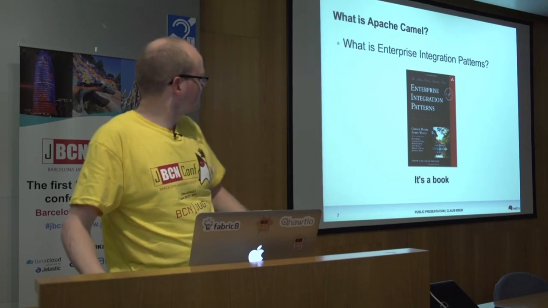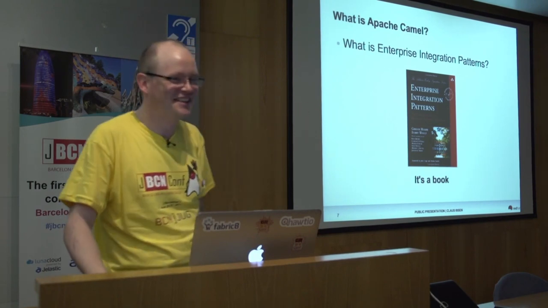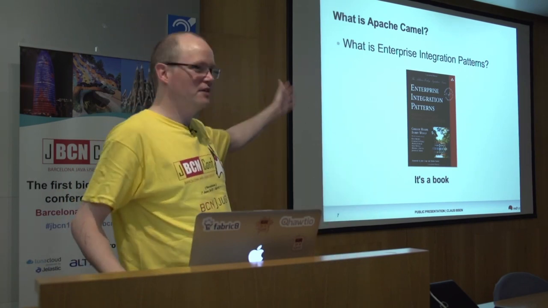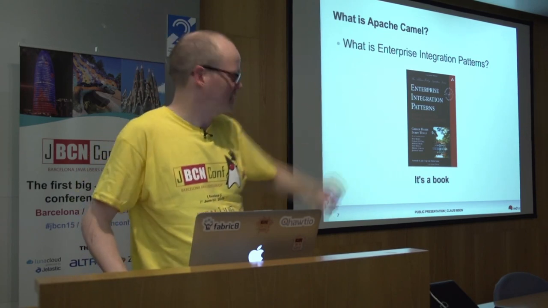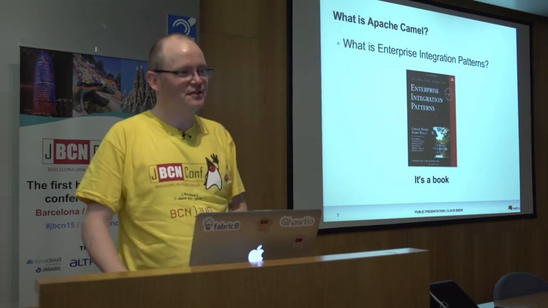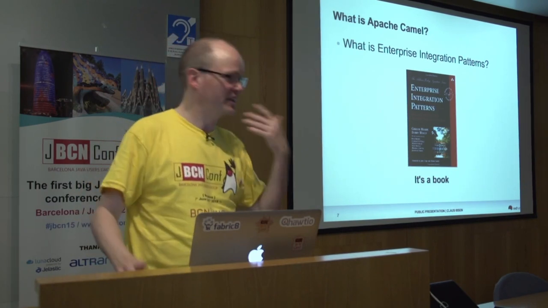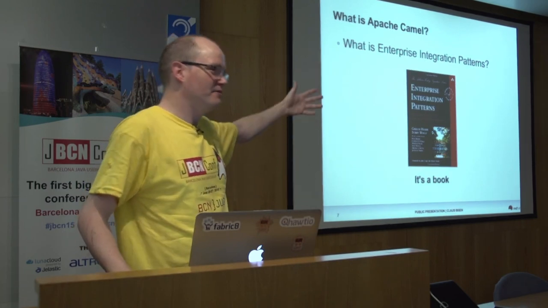It's a typical American book, so it's 800 pages, very heavy. And I'm not sure if any person on the planet has read it from cover to cover. That's right. I think I'm 70% into the book, but it's a really good book. It's sort of like the book the Gang of Four wrote about object-oriented programming; it's the same kind of Bible we have for integration.